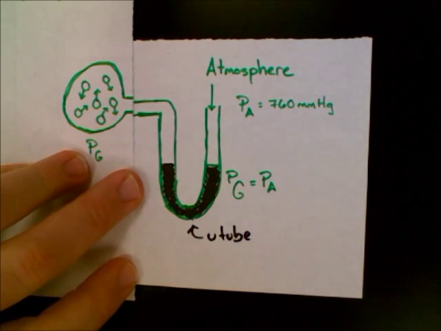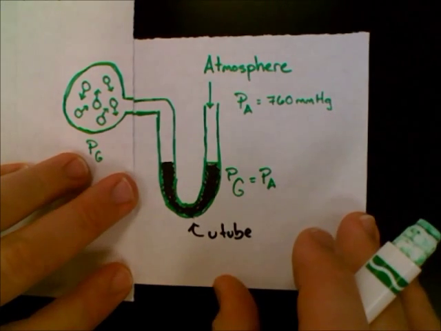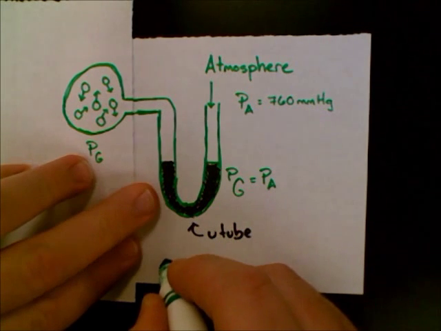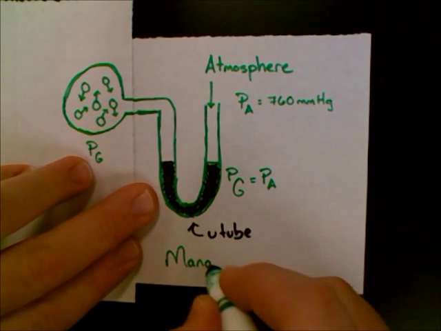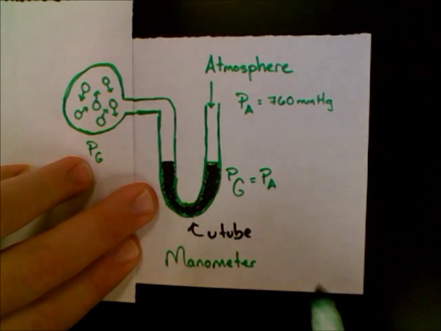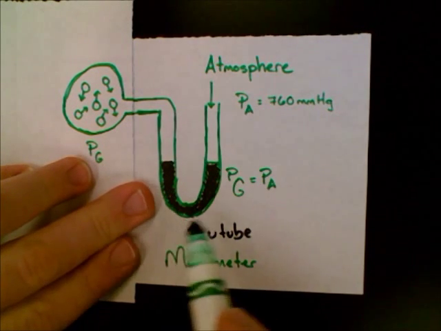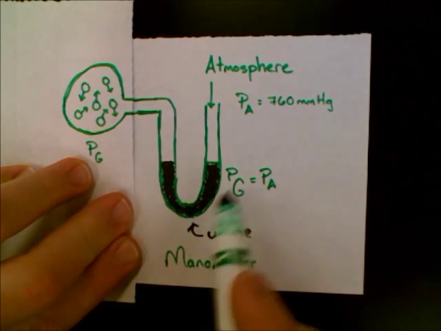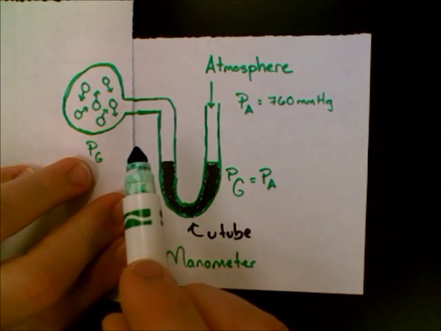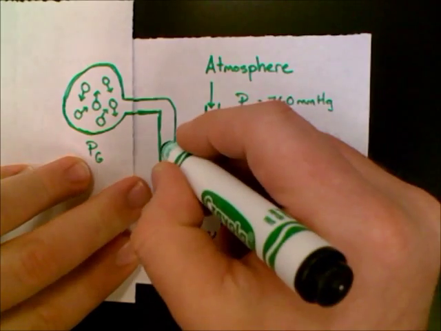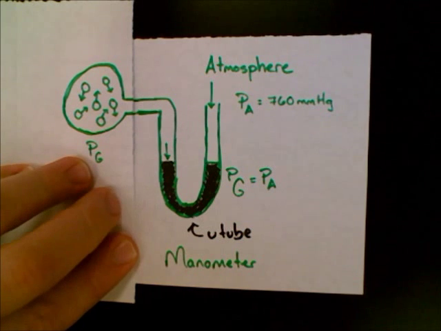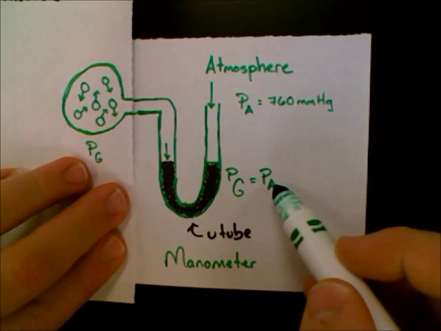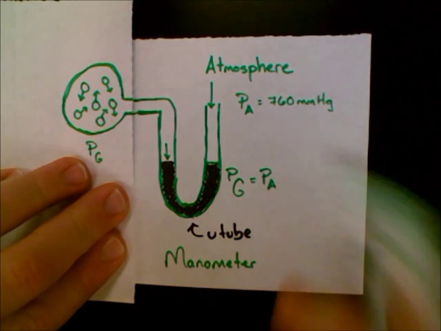The device that we're looking at here, this U-tube, when we connect our gas to the U-tube, is what we refer to as a manometer. Again, we're seeing how the pushing of this gas compares to the atmosphere. Again, the gas is pushing down that way. Here, the pressure of the gas equals the pressure of the atmosphere. So since the pressure of the atmosphere is 760, the pressure of our gas is 760.